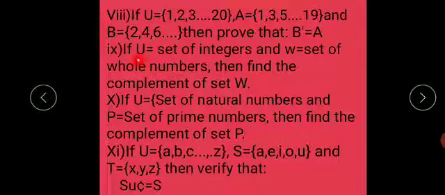Ninth part is if U is equal to set of integers and W is a set of whole numbers, then find the complement of the set W. If U is equal to set of natural numbers and P is a set of prime numbers, then find the complement of set P. 11th part is if U is equal to A, B, C up to Z and S is a set of A, E, I, O, U and T is a set of X, Y, Z, then verify that S union phi is equal to S.